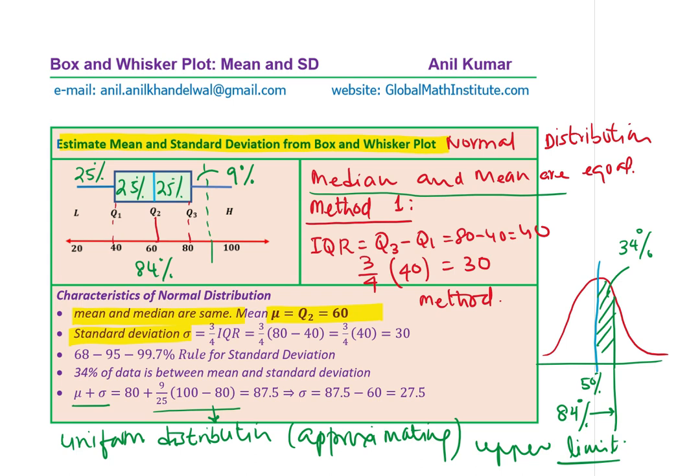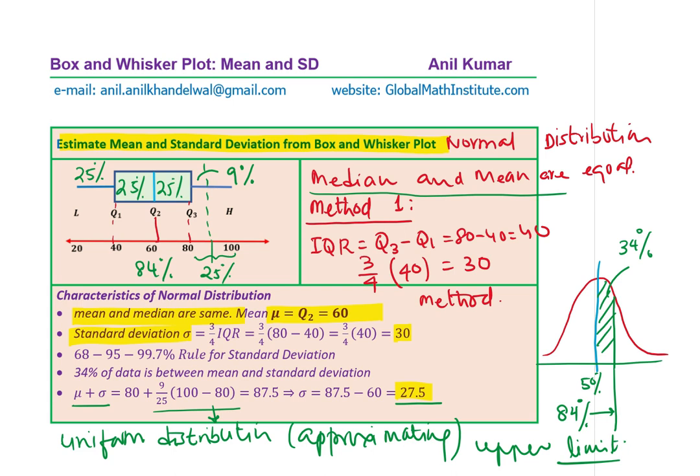So, there are 25 from 100 to 80 in the fourth quartile. This represents 25% of the data, right? So this also represents 25% of data. We're looking for a 9% value, right? So 9 out of 25 times 100 minus 80. So that gives you a value which is 27.5. So in this case, we do get a value of standard deviation which is 27.5.